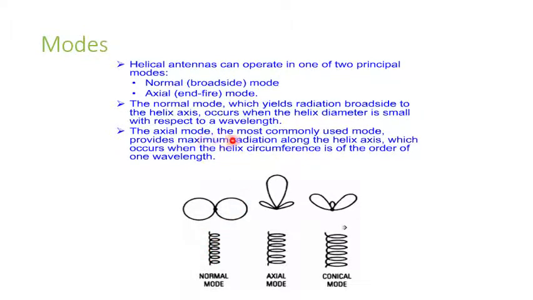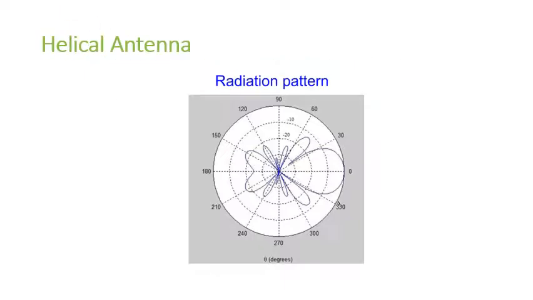And the axial mode is the most commonly used mode. It provides maximum radiation along the axis of the helix. So this is the axis of the helix, and here we have the maximum radiation. This occurs when the helix circumference is of the order of 1 wavelength. This is the conical mode. So this is the radiation pattern of the helical antenna. It is nothing but the end fire pattern.